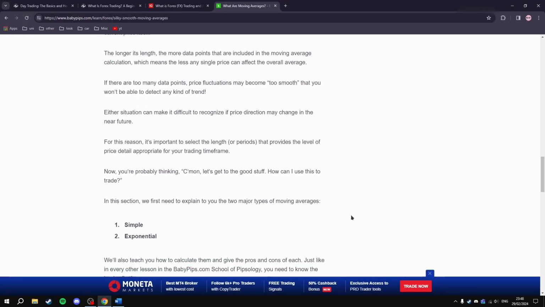The longer its length, the more data points are included in the moving average calculation, which means the less any single price can affect the overall average.